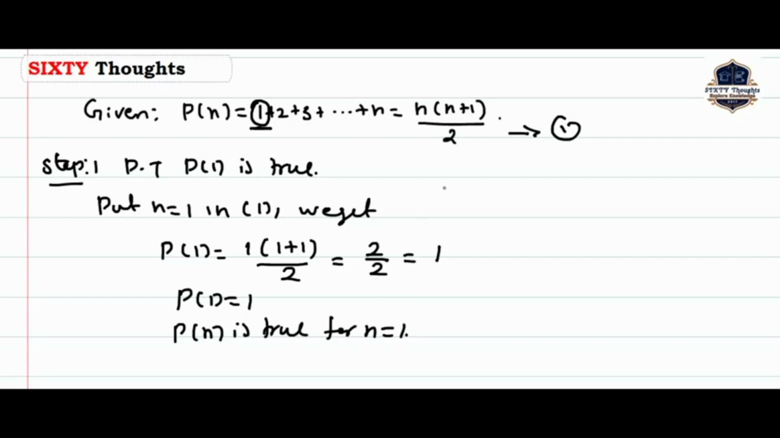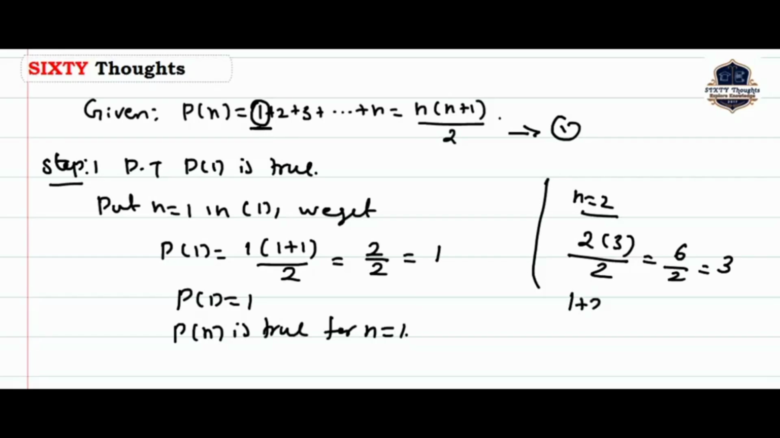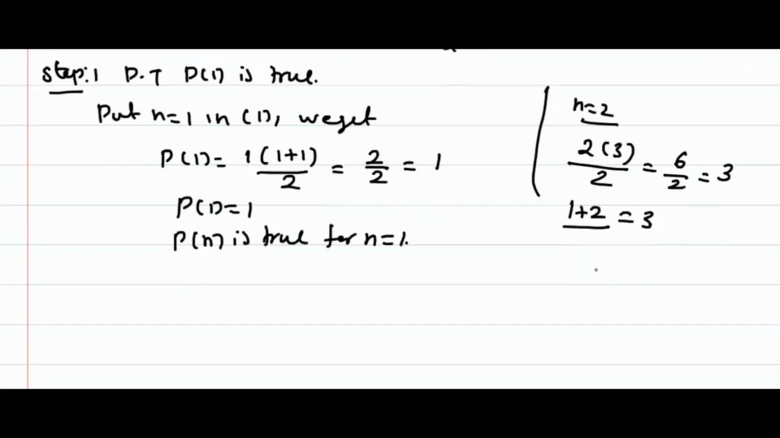If we substitute n equal to 2, we get 2 into 3 by 2, so you get 6 by 2. What is 6 by 2? 3. Now consider the first two terms of the given expansion: 1 plus 2 is equal to 3. Therefore P of 2 is also true. But here we have no need to substitute n equal to 2.